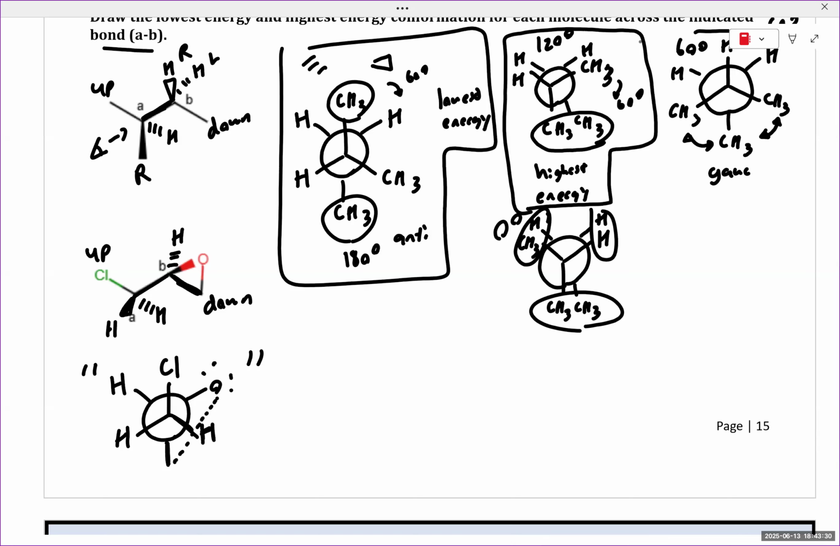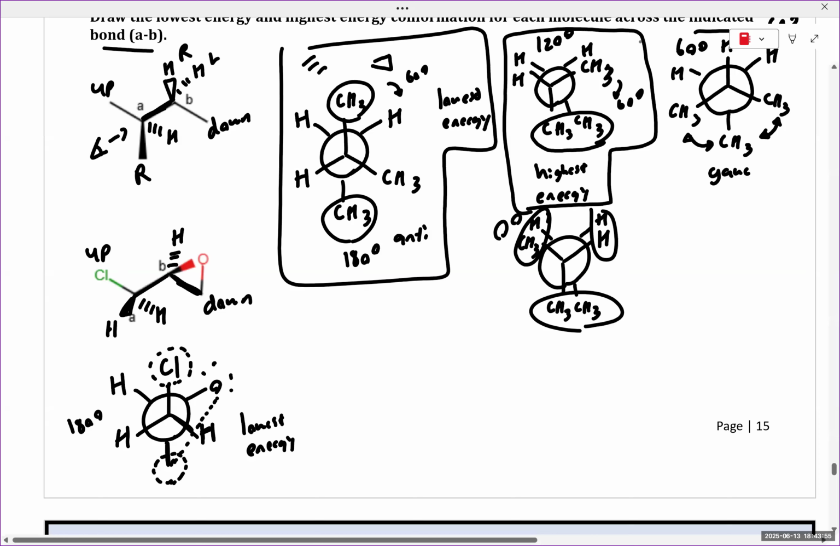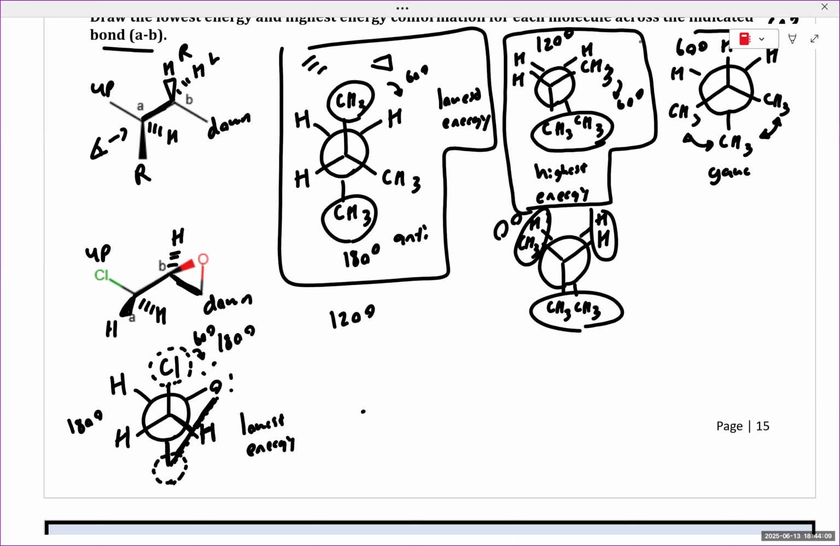Now, looking and thinking about our largest substituents, the largest front substituent is the chlorine. The largest back substituent is this methylene group. With that in mind, this conformation appears to be the lowest energy conformation because we have the maximum 180-degree separation between the chlorine and this methylene group. Let's take a look now. If this is the 180 degrees, let's rotate our front carbon 60 degrees and give us the 120-degree structure.